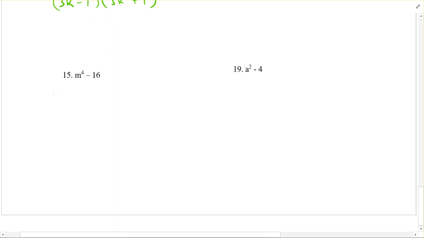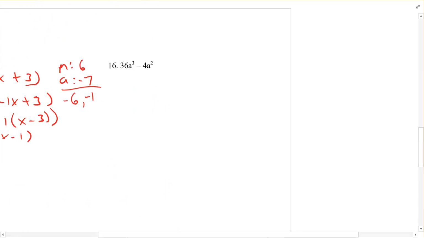15, another perfect square. This is just m, here I'll put my brackets first, m squared minus 4, m squared plus 4. This isn't actually going too bad. I thought this would take longer.